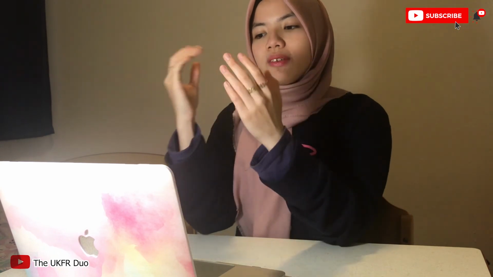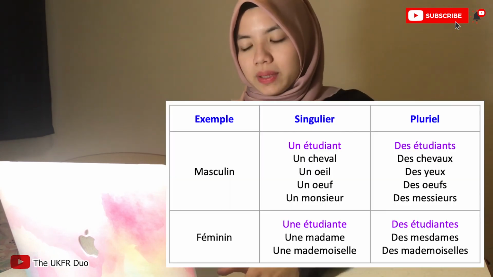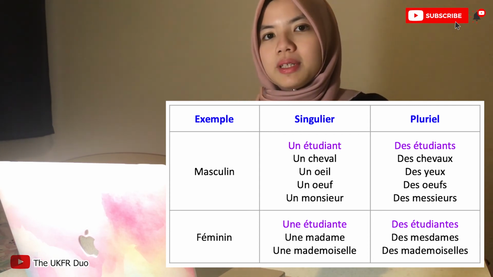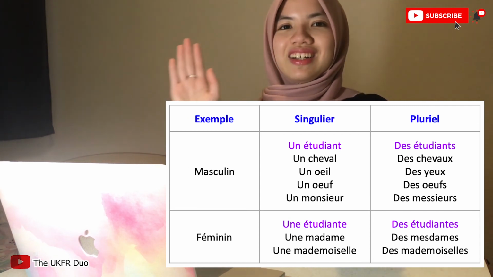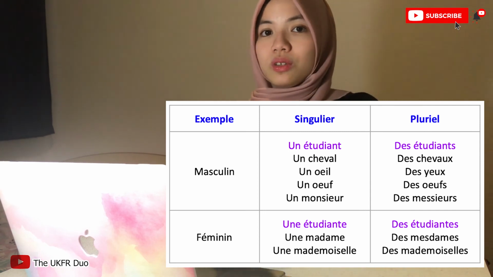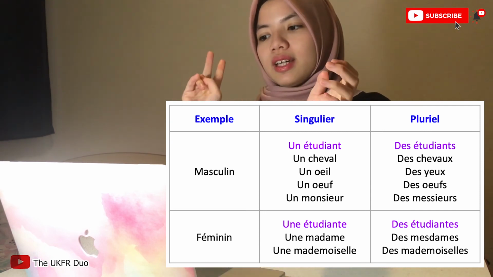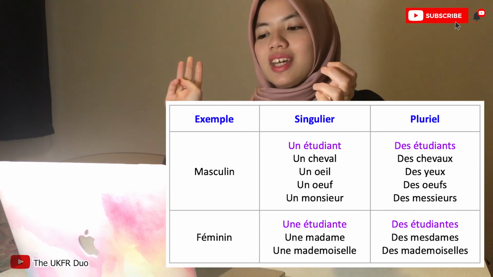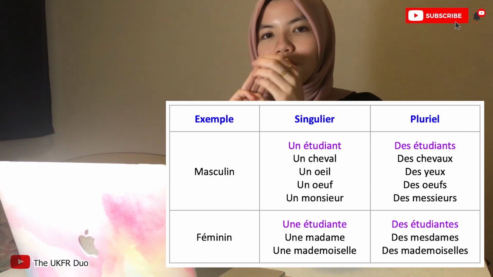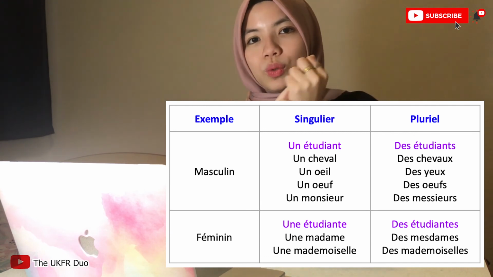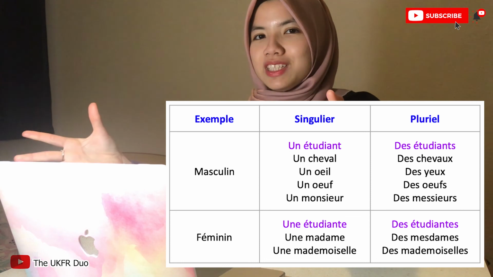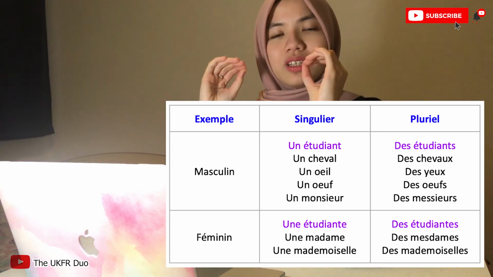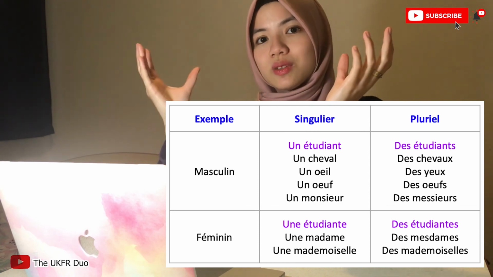So contohnya, okay, kat sini Farah ada give you guys some example. Paling senang lah, a student. When kita nak cakap kata nama ni, about a student, kita ada 4 type. Ada kita cakap un étudiant, seorang pelajar lelaki. Des étudiants, pelajar lelaki atau pelajar lelaki plus perempuan. Kita kalau nak cakap seorang pelajar perempuan, kita cakap une étudiante. And then kalau ramai pelajar perempuan, kita kena cakap des étudiantes. Itu je lah the core point that you need to know about French nouns. Okay?